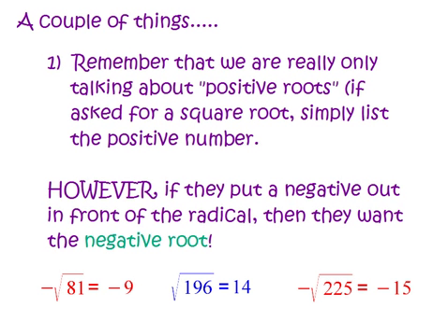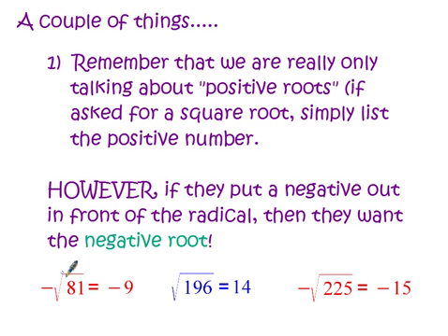Some last minute things to remember. We are talking about perfect squares in this unit, and any square root that we're going to be asked for, they're going to be asking you for the positive root. If they ask you to find a square root, simply list the positive number. However, if they're going to put a negative out in front of the square root sign, otherwise known as a radical, then they're asking you for the negative root.